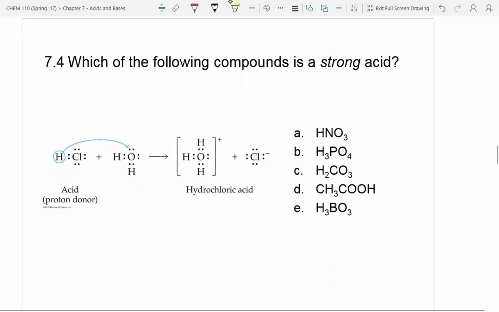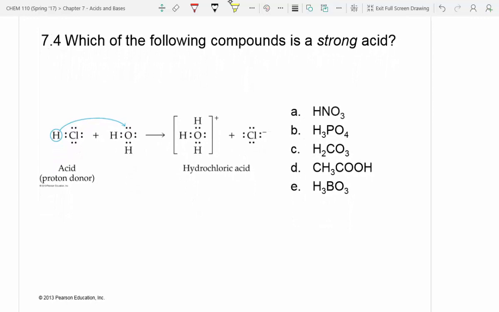Which of the following compounds is a strong acid? This one's a little trickier. So top one, we've got nitric acid. Next one down, we've got phosphoric acid. Next one down, we've got carbonic acid. That's H2CO3 that we just talked about. D is acetic acid. That's vinegar, and then E is boric acid. This one's a little tricky.